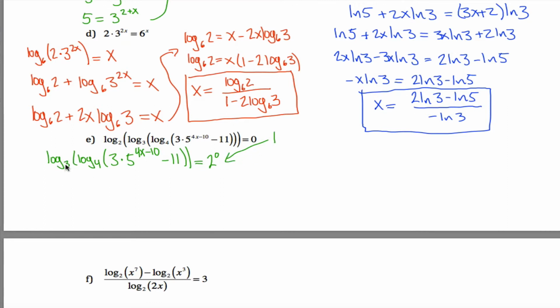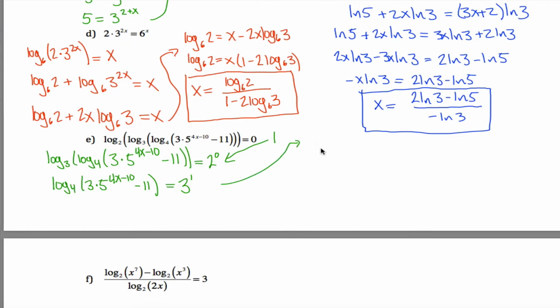So I can get rid of this 3 by doing the same thing. Do 3 to both sides of the equation. Now you got the log base 4 of 3 times 5 to the 4x minus 10 power minus 11 is equal to 3 raised up to this side of the equation, 3 to the 1 power, which is just 3. Okay, and from here we can get rid of this 4 by doing 4 to both sides of the equation.